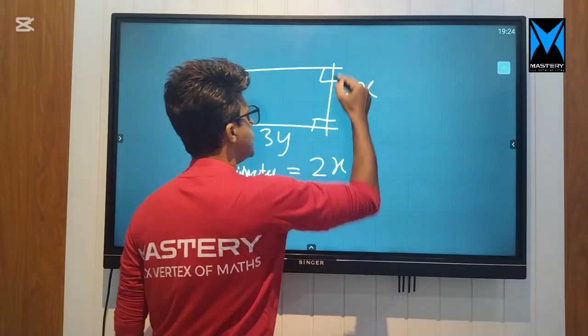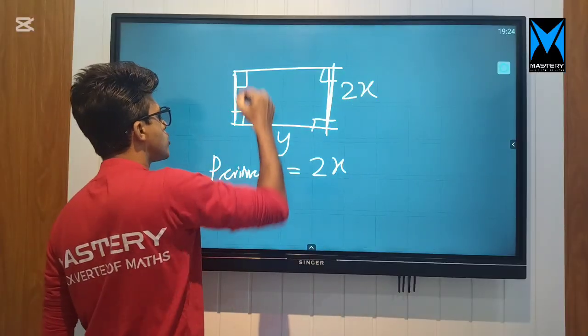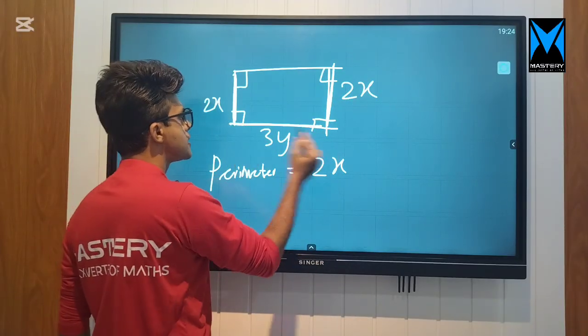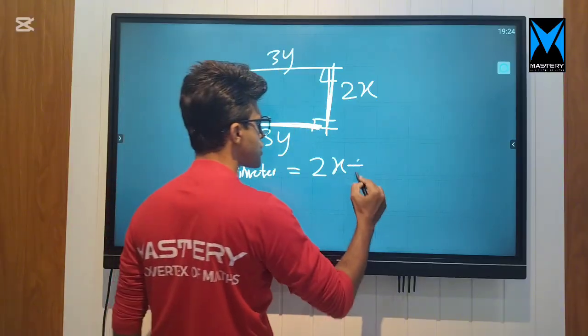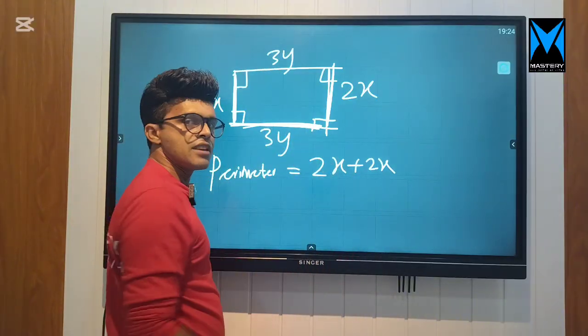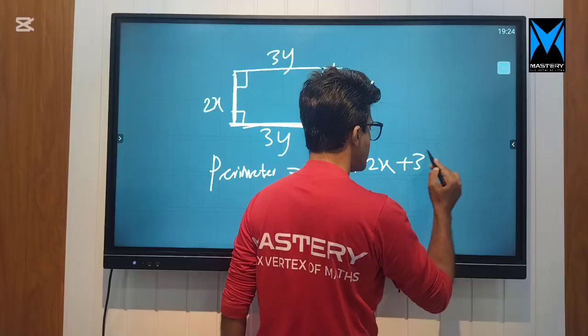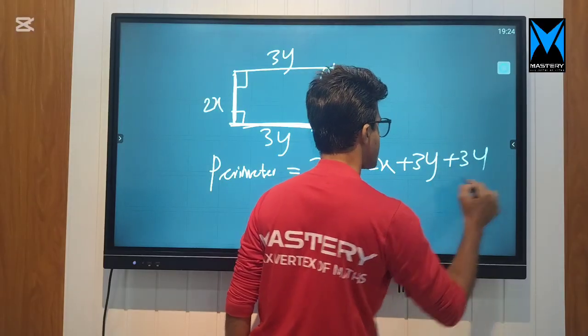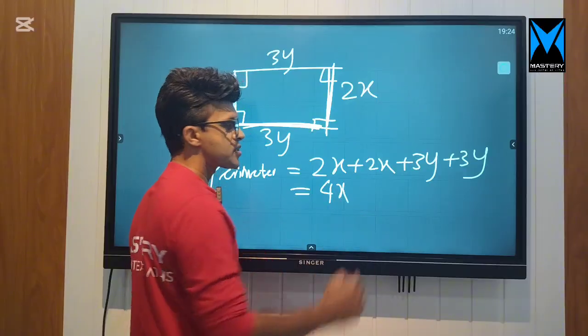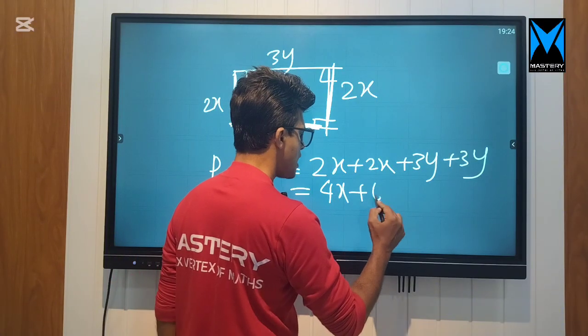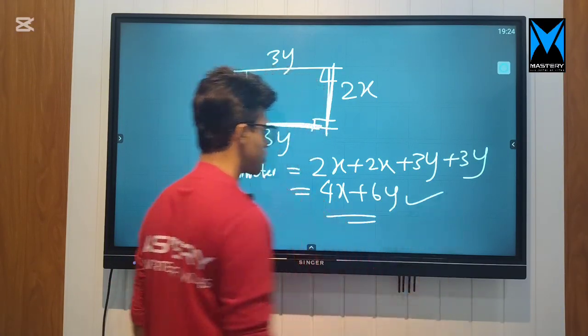Here this breadth is 2x, this side also 2x, you know about it. This is 3y, then this one also 3y. So 2x plus 2x, then 3y plus 3y. So 2x plus 2x is 4x, 3y plus 3y is 6y. So the answer is 4x plus 6y.